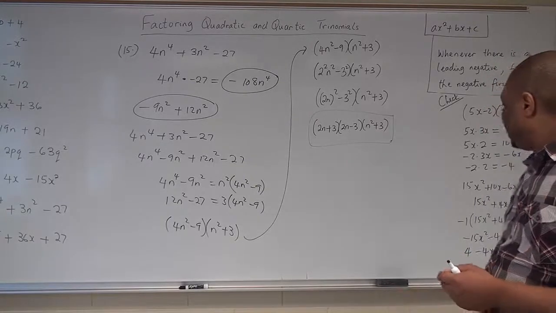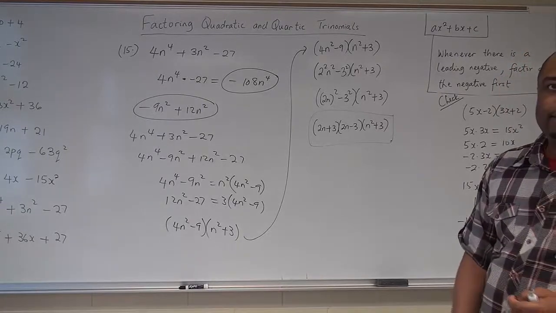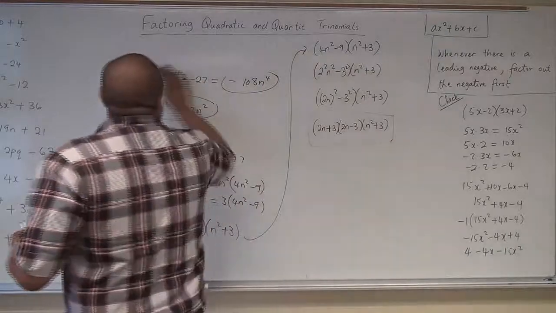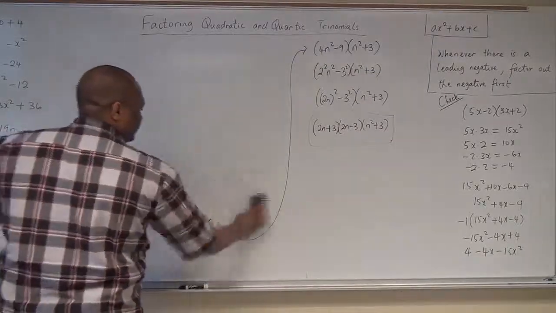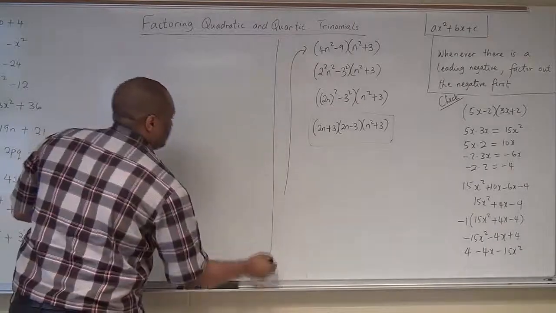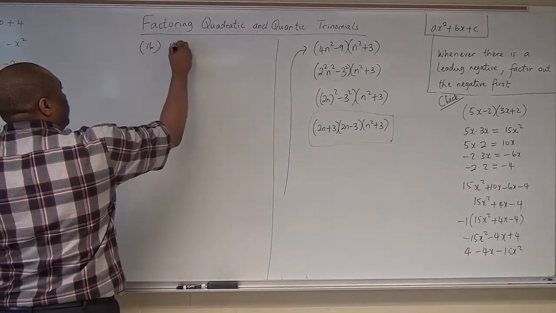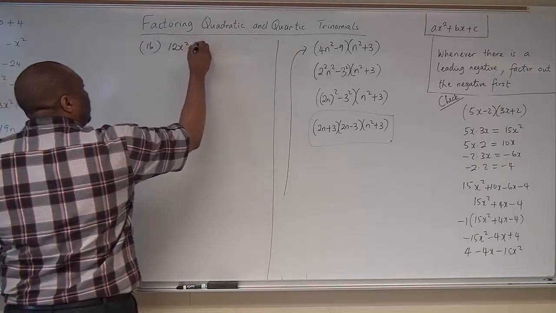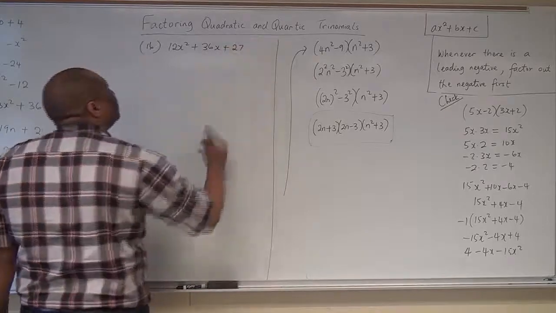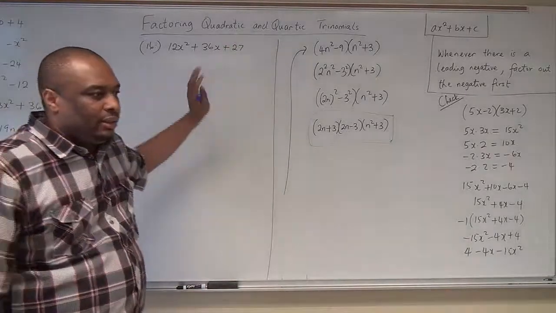All right. Last but not the least is question 16. We have 12x squared plus 36x plus 27. Okay, please look at question 16.